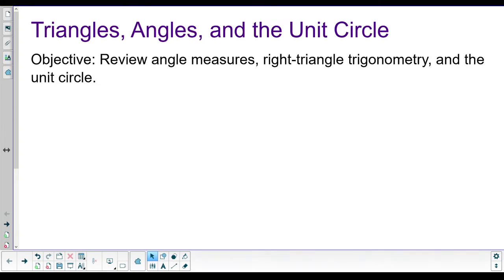Hey, what's good, teenagers? We are going to review basic trigonometry today. We're going to stick just to right triangles, the unit circle, angles, and we're going to do maybe one application problem. It shouldn't be too bad.